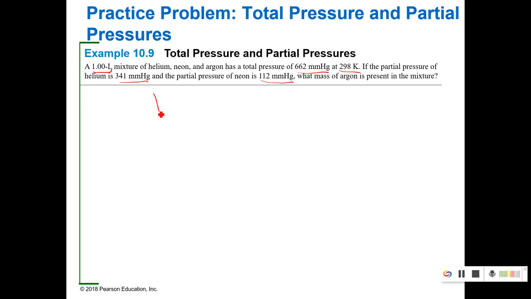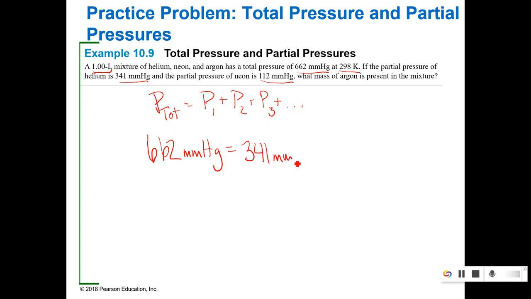If it were me, remember it's P total equals P1 plus P2 plus P3 plus dot, dot, dot. My total is 662. My pressure 1 is 341. My pressure 2 is 112. And my pressure 3 is unknown. So I would go ahead and solve for pressure 3. And I get that pressure 3 is 209.